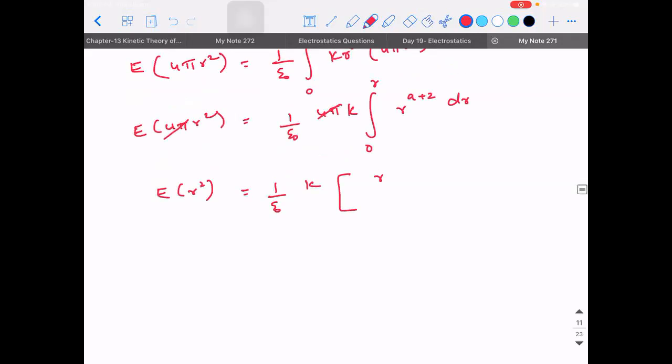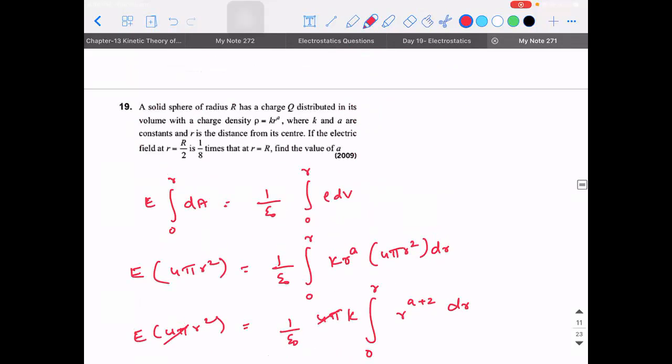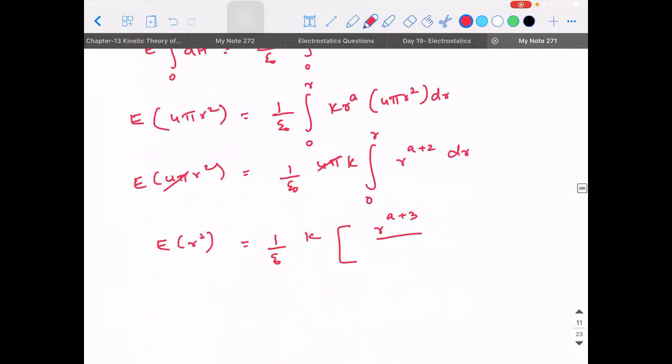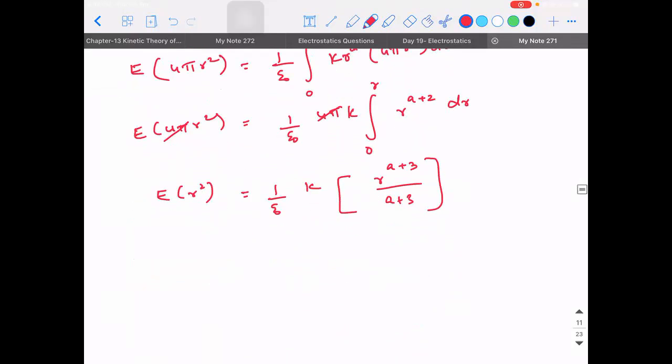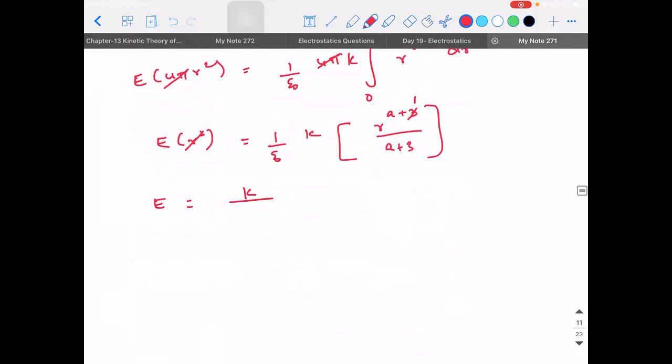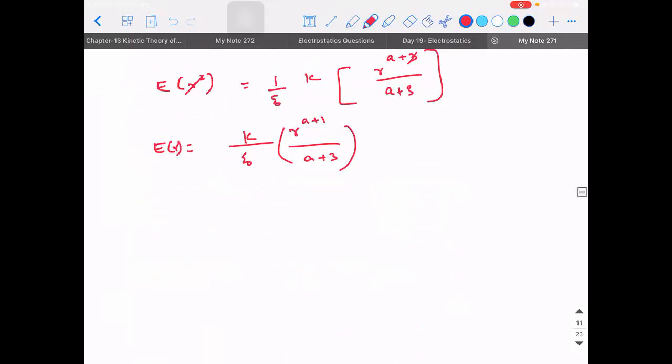r power a plus 3. It's a only, no? That's what we need to find. r power a plus 3 by a plus 3. So E equals k divided by epsilon naught into r power a plus 1 by a plus 3. So this is the electric field at a distance r. What will be the electric field at the distance capital R? k by epsilon naught into R power a plus 1 by a plus 3. Correct?